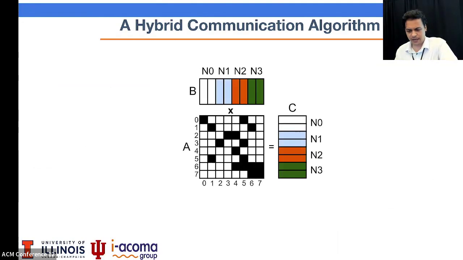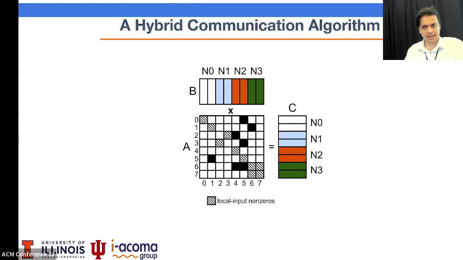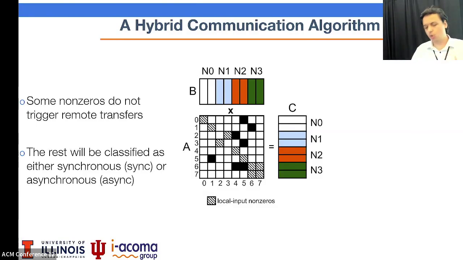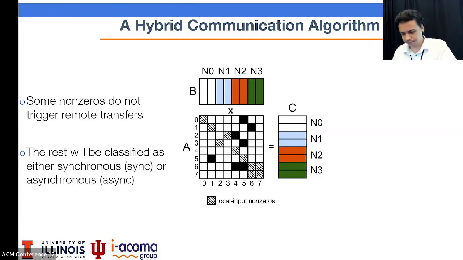Initially, the sparse matrix A contains a collection of non-zeros. Some of them are characterized as local input non-zeros. Those non-zeros will not trigger any remote transfers because the partition of B that they will access is already hosted locally. The rest of the non-zeros need to be classified as either synchronous, or sync, or asynchronous, or async.